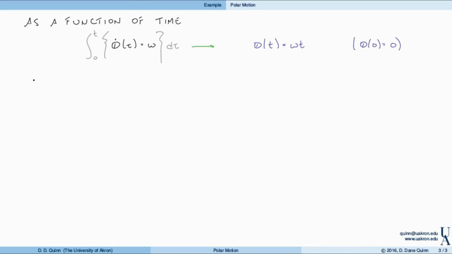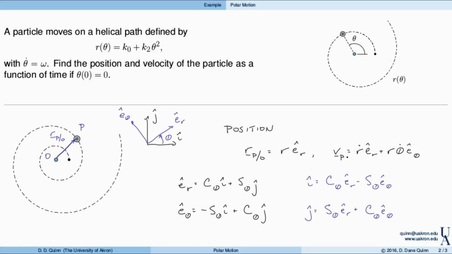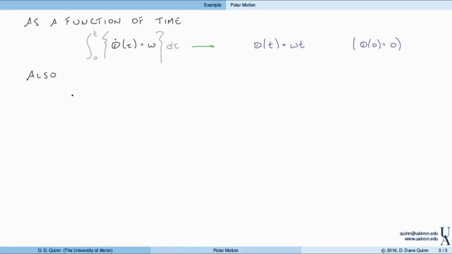Now, in addition, we can solve for the radius as a function of time and r dot as a function of time. I'll look back and notice that the velocity depends on both r dot and theta dot. So here, r of t was k naught plus k2 times theta of t squared. Since theta is omega t, we simply have k naught plus k2 times omega t squared. Now I'd also like to find r dot.